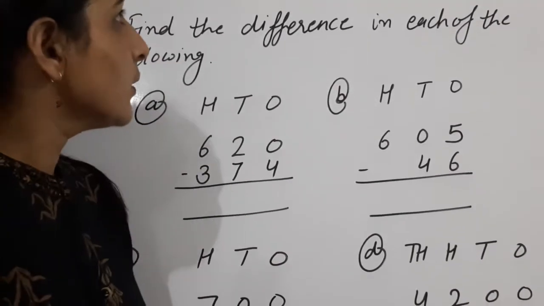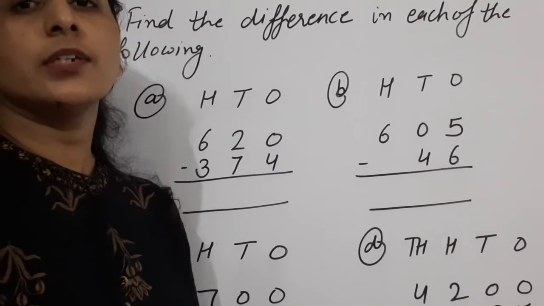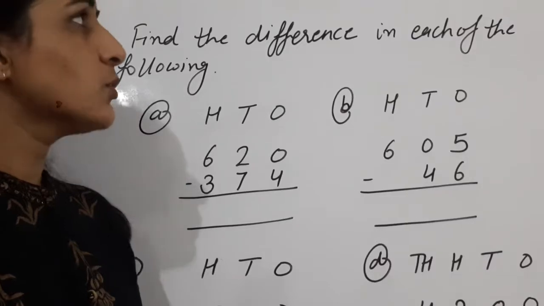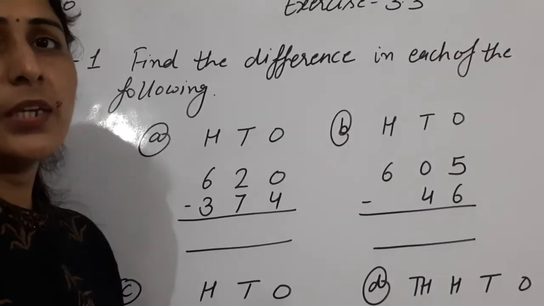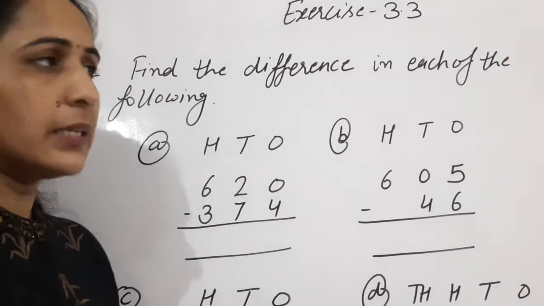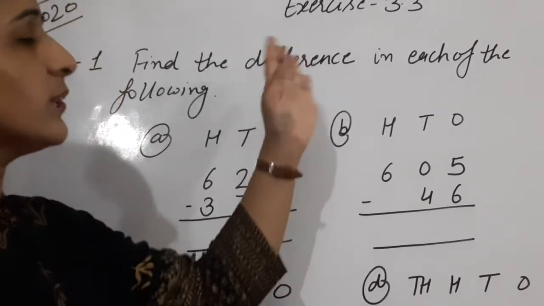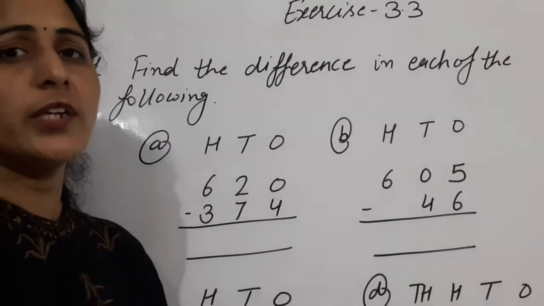So exercise number 3.1 and 3.2 we have done already. Today we start our exercise number 3.3. The chapter which we are doing here is subtraction. Clear? So in 3.1 and 3.2 you have done. Today we start our exercise number 3.3.